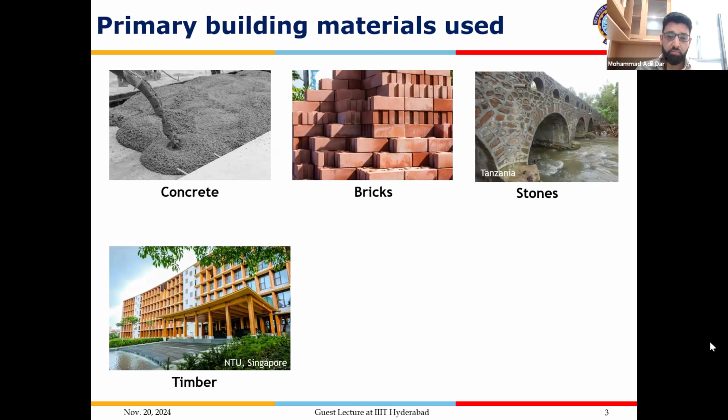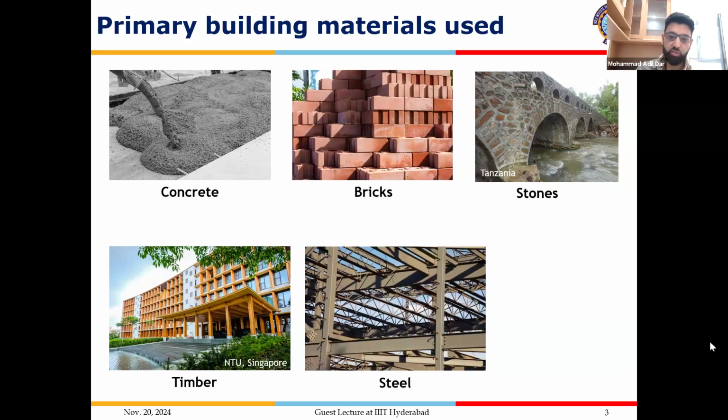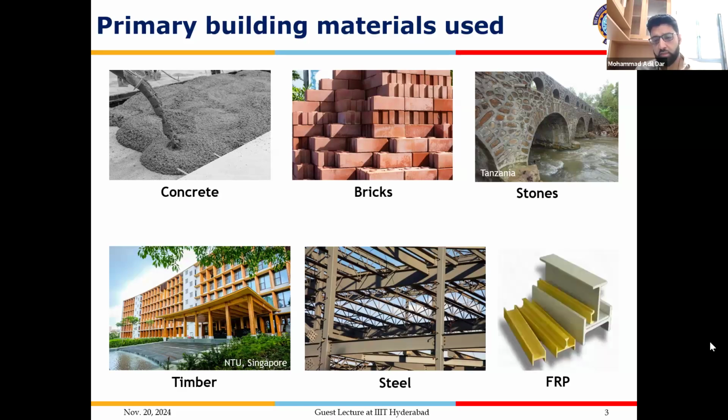This is a library building of Nanyang Technological University, Singapore, where the entire structure, except the foundation, was constructed using engineered timber, cross-laminated timber, clearly depicting the example of a modern use of engineered timber in the new generation of structural construction. Next is steel. I'll not discuss much in this slide because the entire talk is on steel. Last but not the least, FRPs. FRP also continues to be one of the emerging materials. I did not include aluminum or other materials because we are talking of primary building materials used extensively.